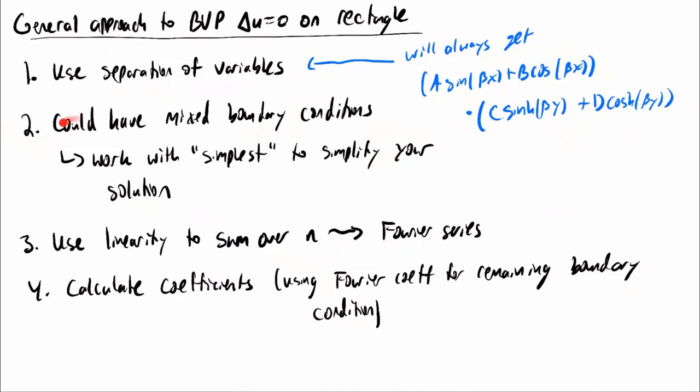But then you have to move on to step 2 and start using the specific boundary conditions that are given to you. And if you have different boundary conditions, maybe it's going to end up looking a little bit different than we did in this example. So you have to work very carefully. But at least the outline for how to approach this will be the same each time.